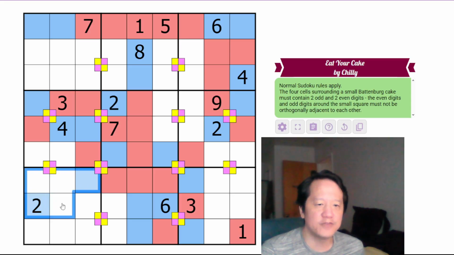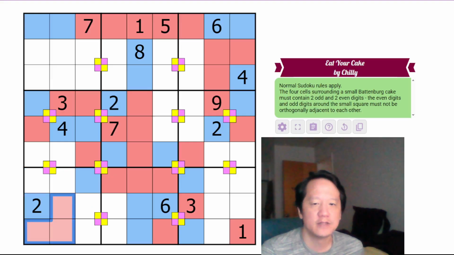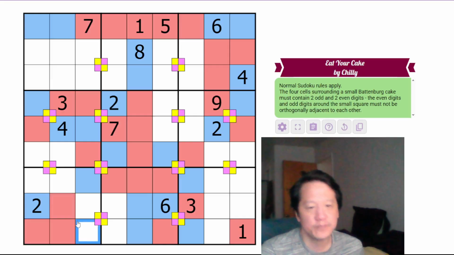In this lower left-hand box, we are guaranteed an even in this cell here by the Battenberg cake. Same with this, which gives us 4 evens for the box, which means the rest of the box cannot contain evens. Therefore, these are all odd.